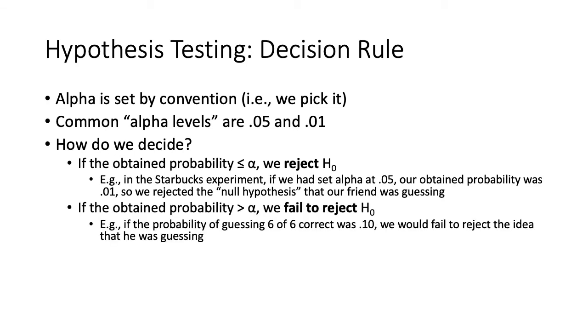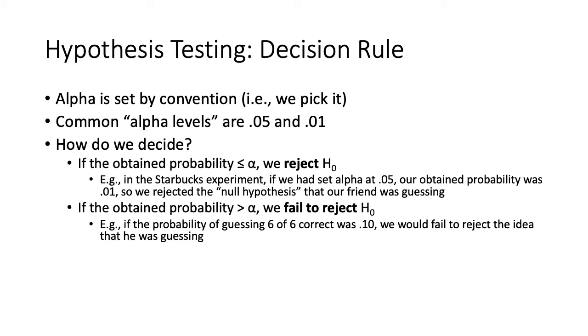If, however, it turned out that the probability of 6 out of 6 was something like 0.10 or 0.2, that obtained probability is greater than alpha, and in that case, we say that we fail to reject the null hypothesis. So in every null hypothesis significance testing situation, we choose what alpha is at the beginning. It's a threshold. Then we run our experiment, we collect our data, and we use one of many procedures to evaluate the probability of our experimental results if the null hypothesis is true.